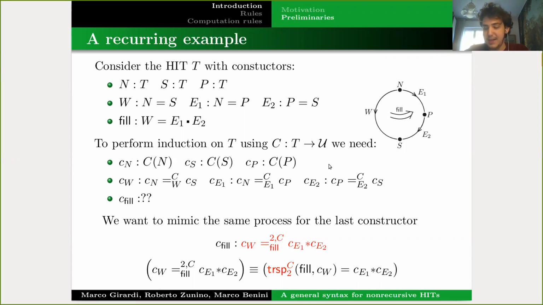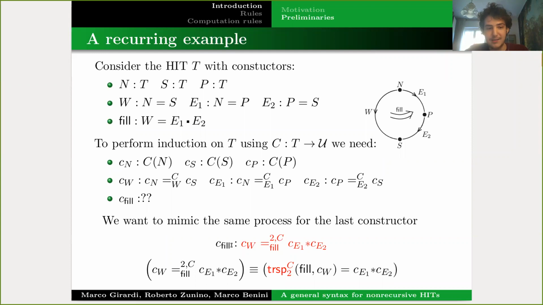We need an induction method for the level 1 constructor, which of course, as stated in the HoTT book, has to be something of this type, which is basically a path connecting the proof of N and the proof of S that lies along W. This is a path lying over W and is defined in the HoTT book. And for the level 2 constructor, we want to do exactly the same thing.